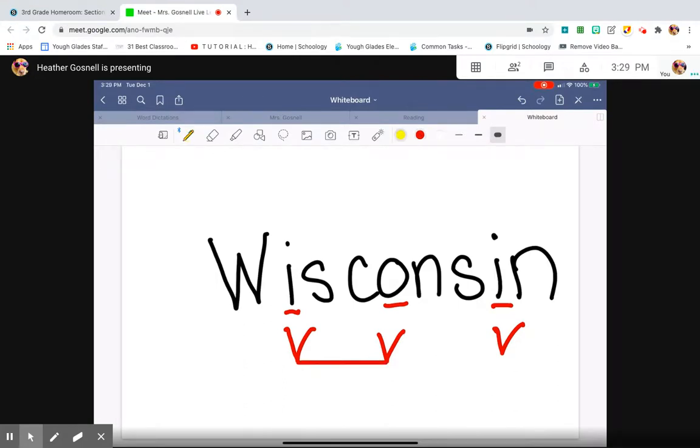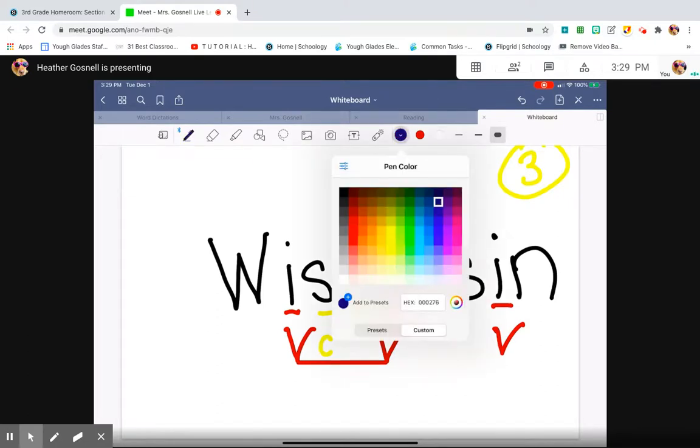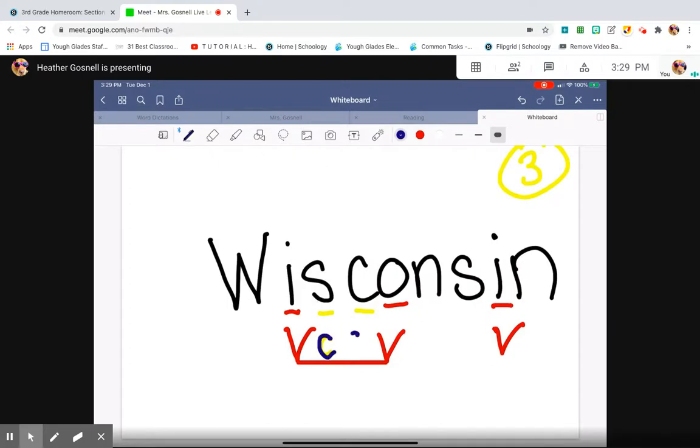Let's do the first syllable. In this word, we're going to have 3 syllables, as you can tell. So I see an S and a C. Those are both consonants. I'm going to make this blue. They are both consonants. When I see 2 consonants, I know what to do. I split them down the middle. One for me and one for you when I see 2.